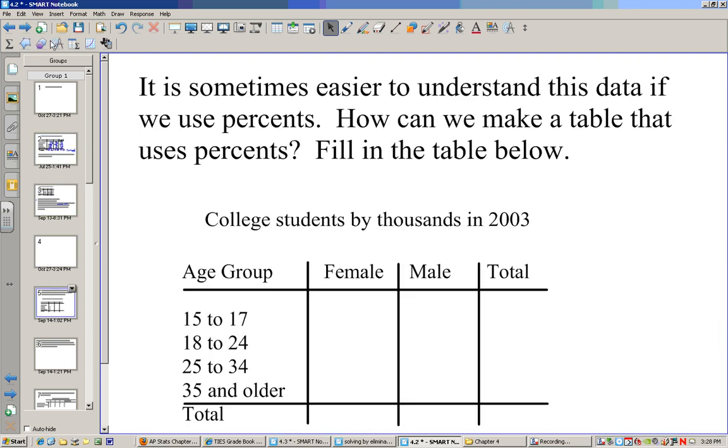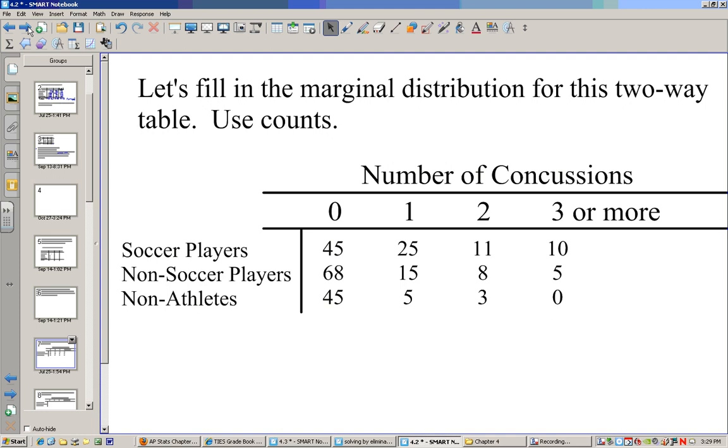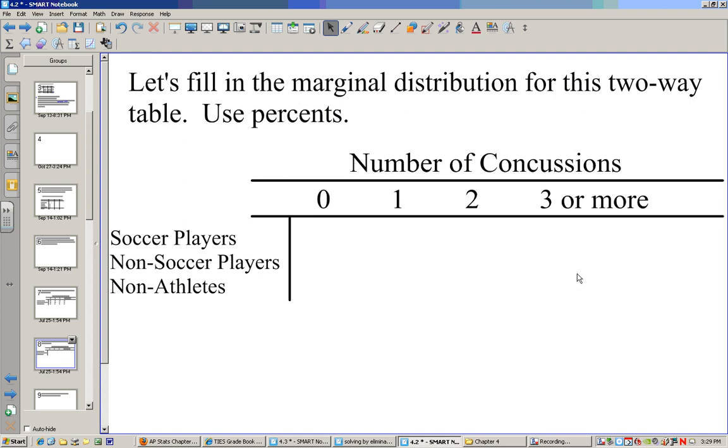All right. Marginal distributions are the row and the column distributions. Marginal distributions are often given in percents, like with the one we just did, and marginal distributions do not tell us about the relationship between the variables. Now we can do that again with the number of concussions. We can take these number of concussions, do the totals on each of the columns, and we could also do it again using percents. So if you need more practice with this, take some time, fill those in.